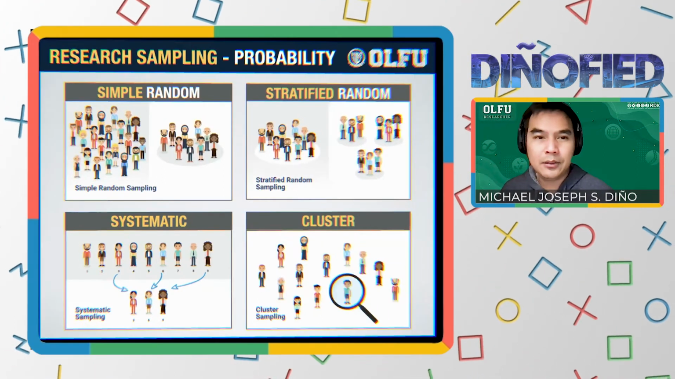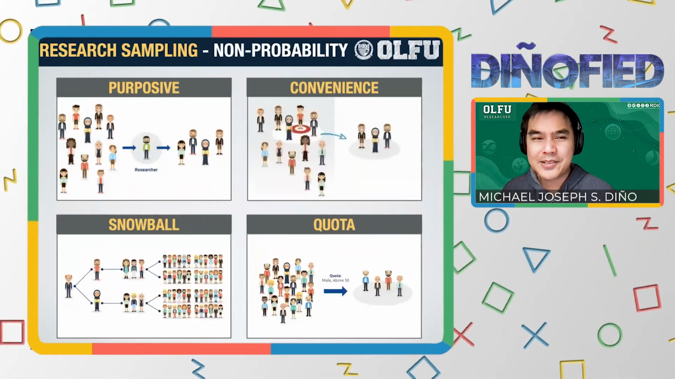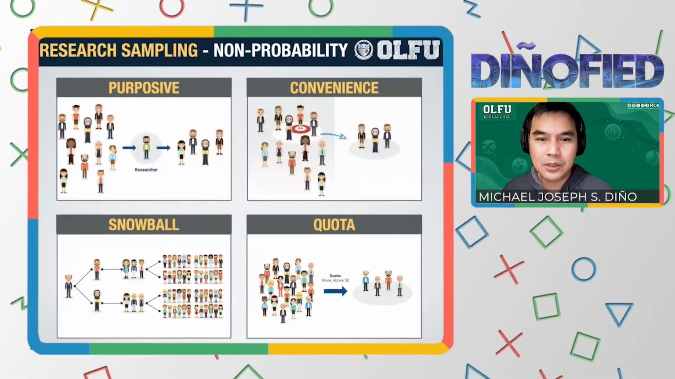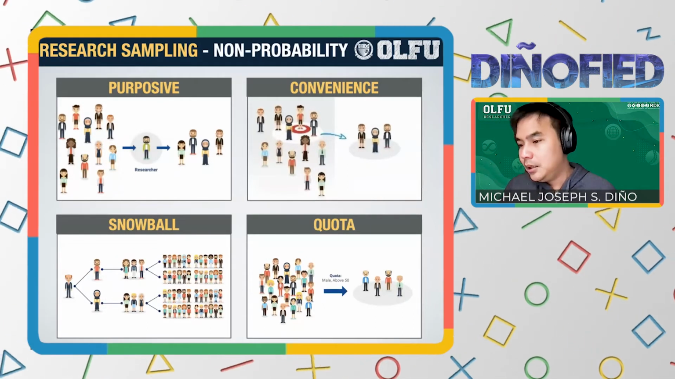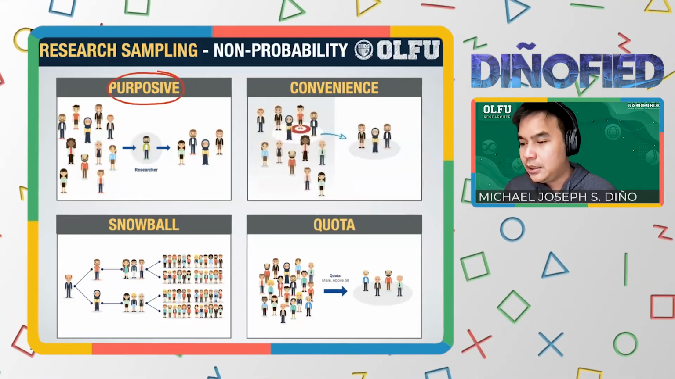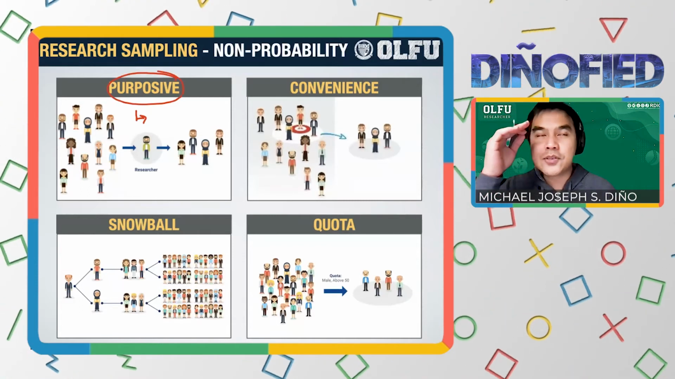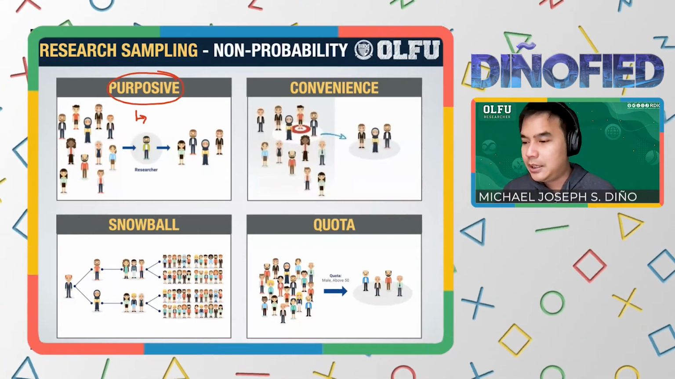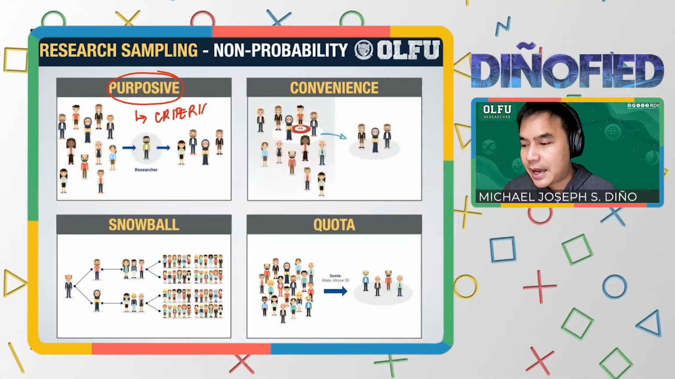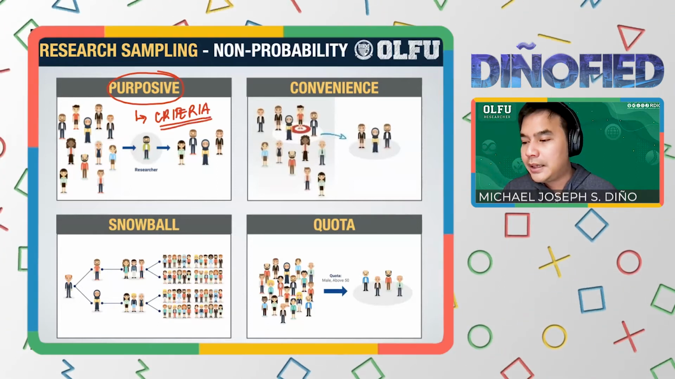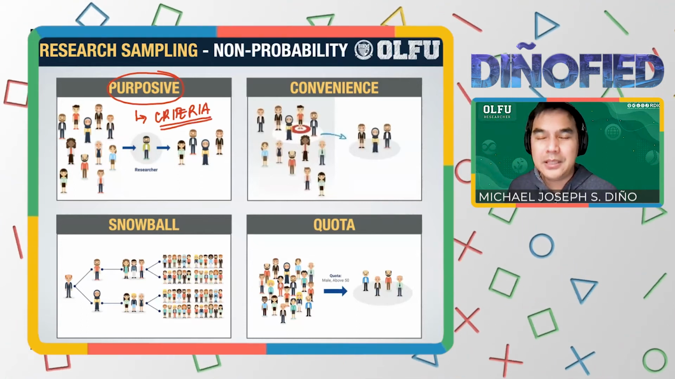So let us now proceed with what we call non-probability sampling. In non-probability sampling, we don't give equal chance to the population to be included. Okay, example, yung unang type, yung purposive sampling. When we say purposive sampling, ang keyword that you're going to look for in your midterm exam would be criteria. If you set criteria, that is what you call purposive sampling. If you set certain criteria, that's purposive sampling.